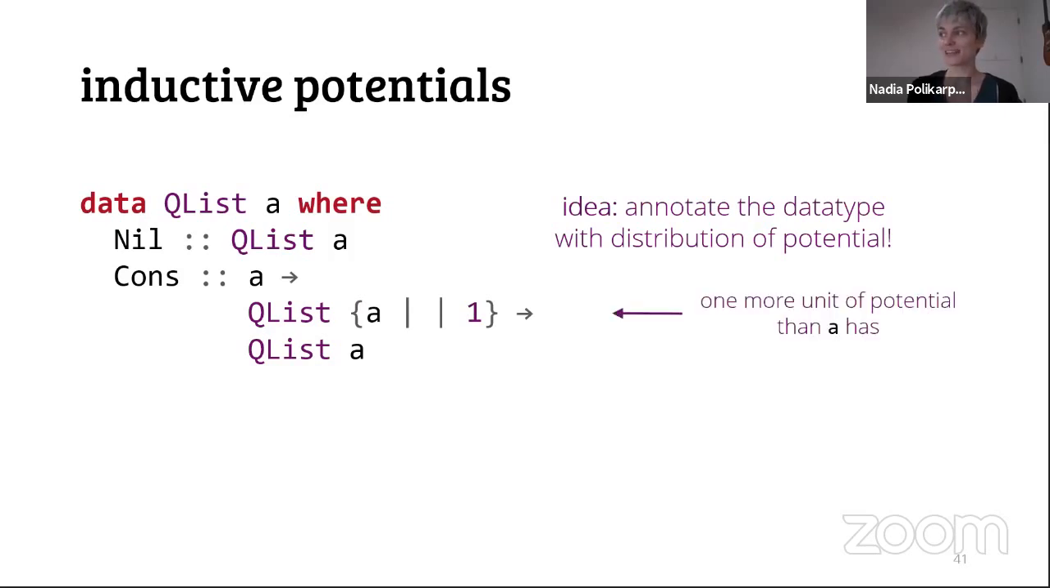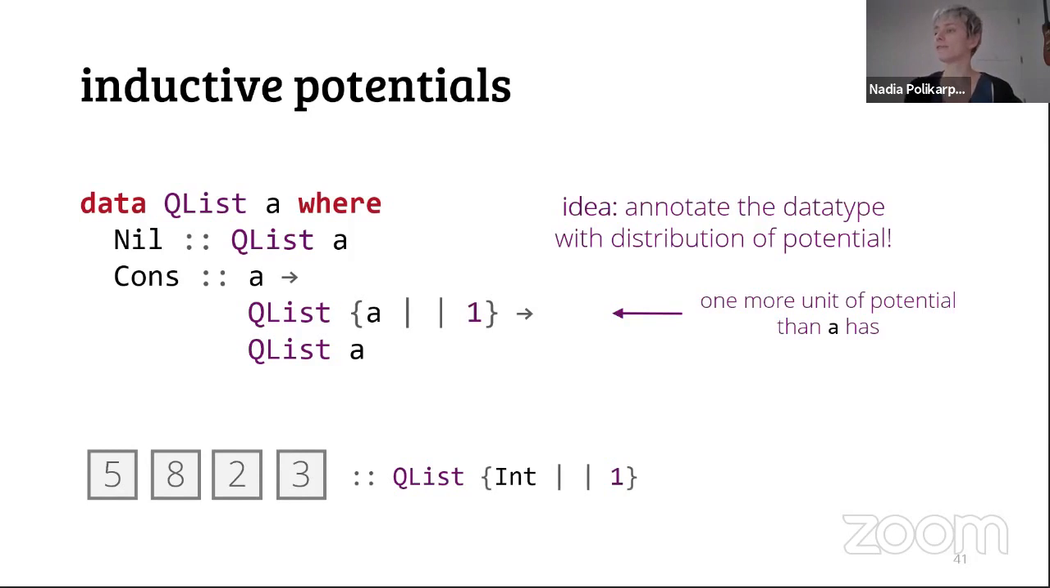So what this means is that every element in the tail will have at least one extra unit of potential compared to what the type A itself has. A is a type variable, and it can be replaced with some type that has potential. If we put extra potential on top of A, this will add up to the potential that A already has. So is this really what we want? Does this describe the quadratic potential that we need for insert?